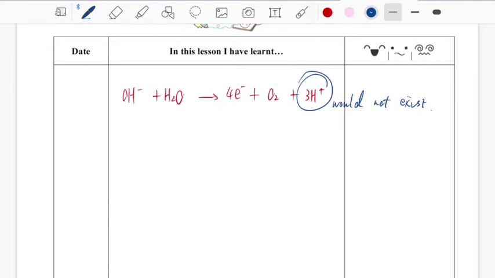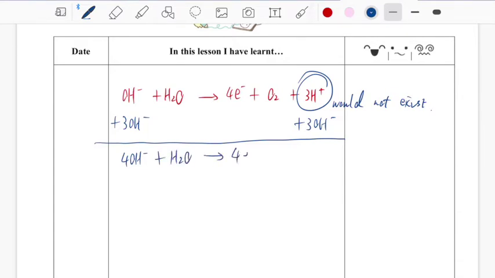In order to get rid of this H+, we need to add OH- on both sides, because there are a lot of OH- around the positive electrode, and so the H+ will become water as a solvent. So on the right hand side we add 3 OH-, on the left hand side we also add 3 OH-, and that will give us the overall equation, which will be 4 OH- plus H2O, and then 4 electrons on the right hand side, oxygen on the right hand side, and then 3 water on the right hand side.